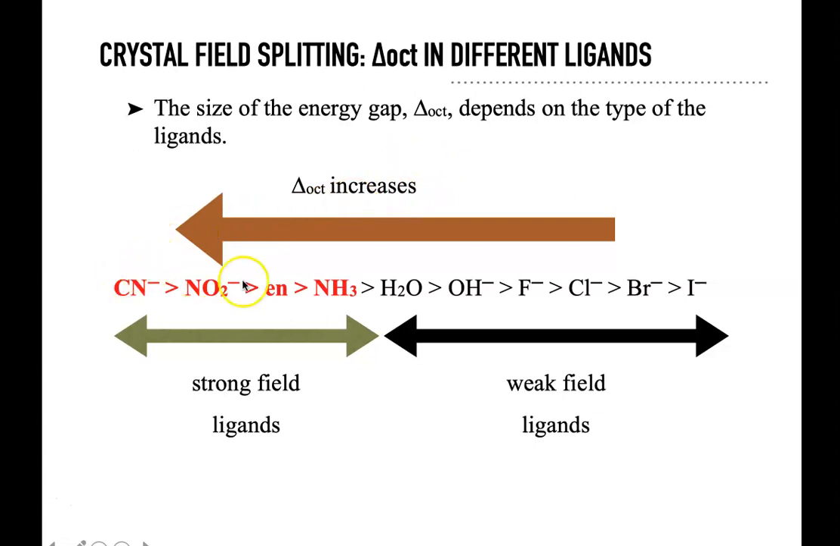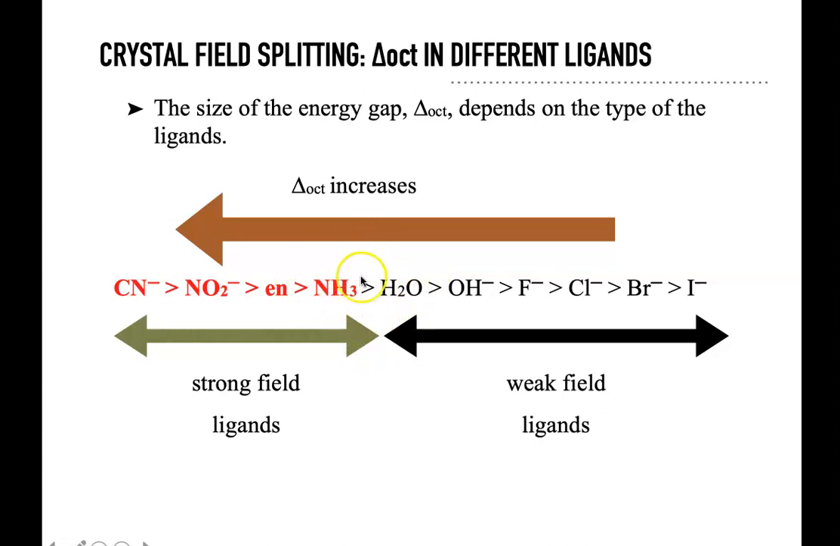So here it shows different types of ligands: cyanide, nitrite, diethylamine, ethylenediamine and ammonia, and aqua water, hydroxide, and all the halide anions. And they are different in their energy splitting. Here, on the left hand side, the red one's energy splitting is large, and the black one's energy splitting is relatively small. The difference here is now ammonia and water.